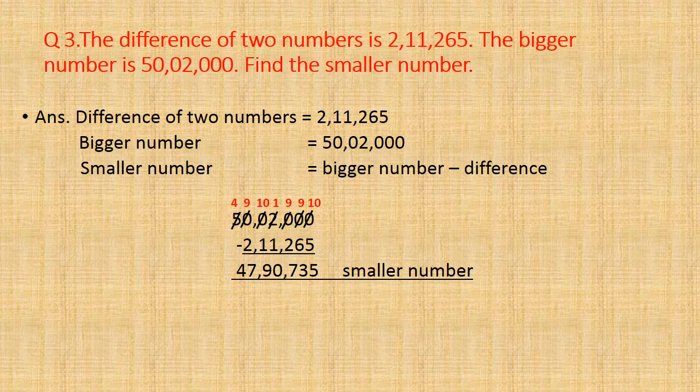As we all know, subtrahend is equals to minuend minus difference. Means bigger number 50,02,000 minus 2,11,265. So our smaller number will be 47,90,735.